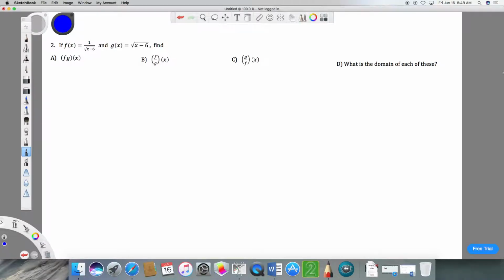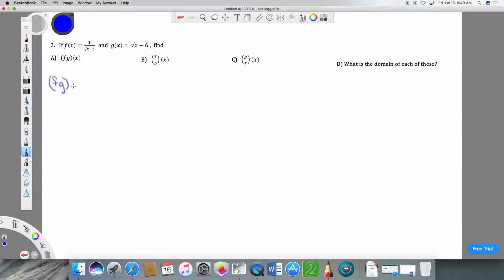Let's take a look at this problem. We've got two functions, f and g, and in parts a, b, and c, they ask us to build a new function. And they're asking us to do that through multiplication, and in b and c through division. And then in part d, it's asking us to find the domain of each one of these new functions that we just built. So let's jump in and take a look at part a.